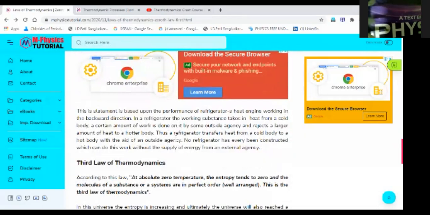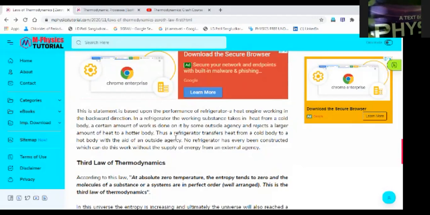In this statement, based upon the performance of a refrigerator and a heat engine working in a backward direction, in a refrigerator the working substance takes heat from the cold body. A certain amount of work is done on it by some outside agency, and it rejects a large amount of heat to the hotter body. Thus, a refrigerator transfers heat from the cold body to the hot body with the aid of an outside agency. No refrigerator has been constructed which can work without a supply of energy from an external agency.